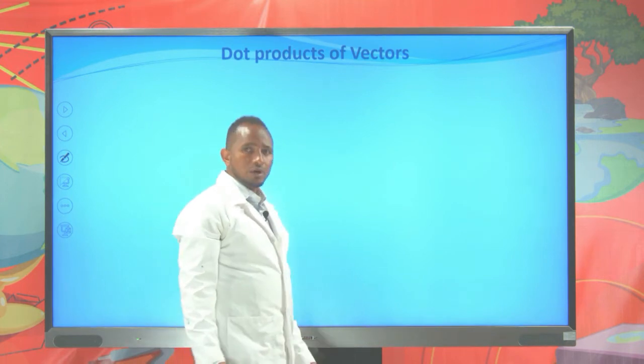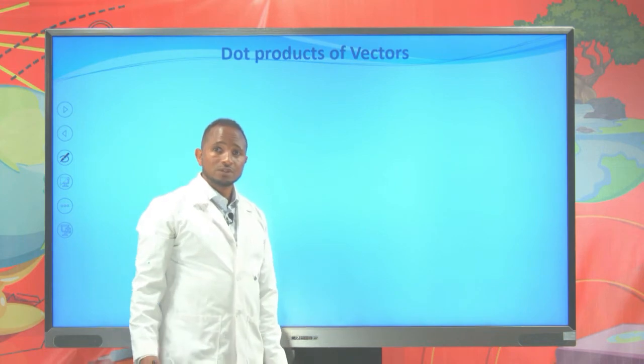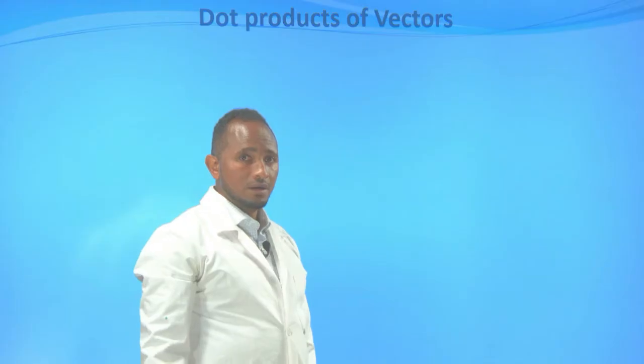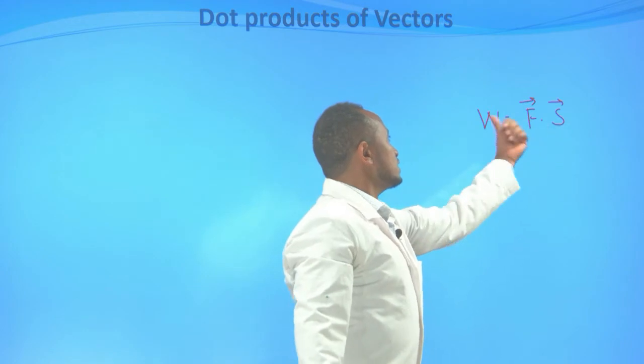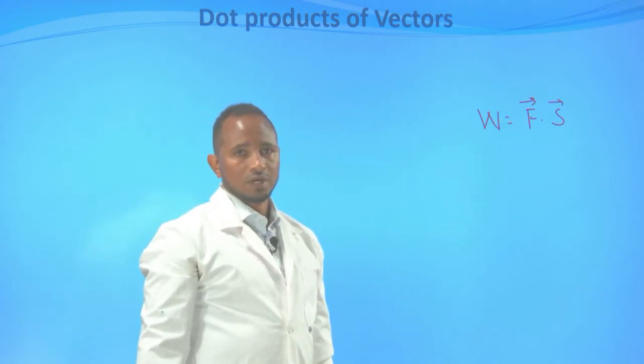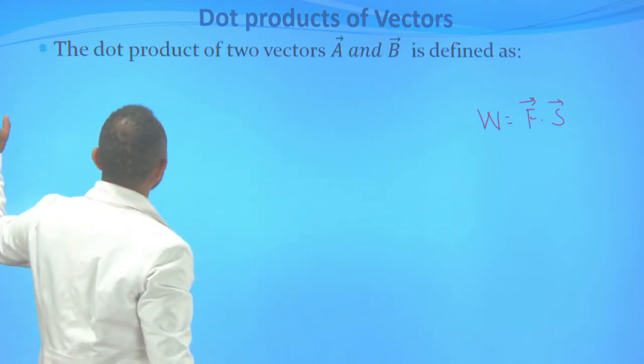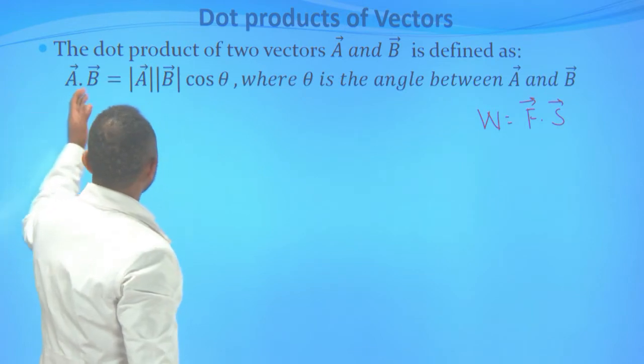By the way, dot product or scalar product means it is a product of two vectors which results in a scalar. For example, from your physics lesson, work is the dot product of force and displacement. This is a dot product: the product of two vectors giving us a scalar. So we call it the dot product or scalar product, and we define it in this form.